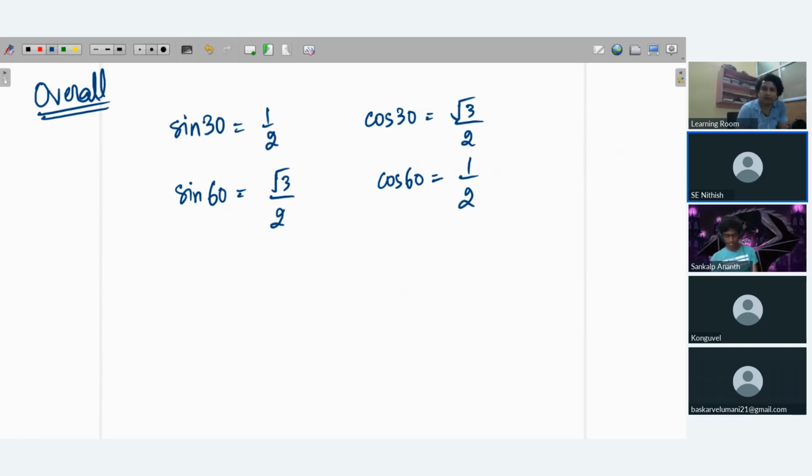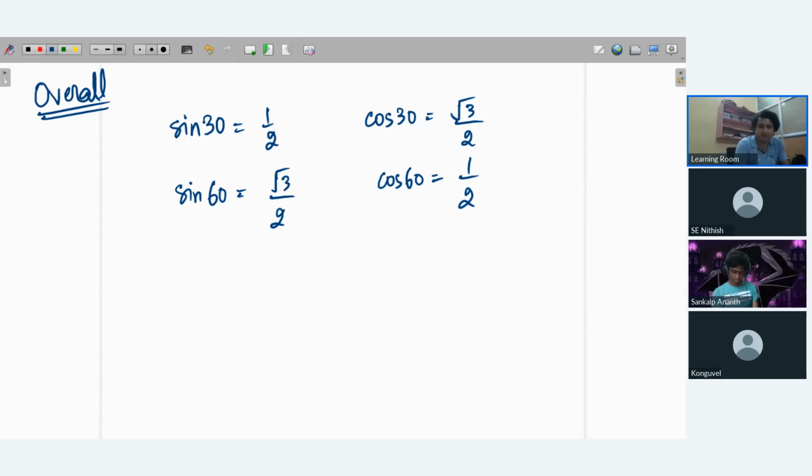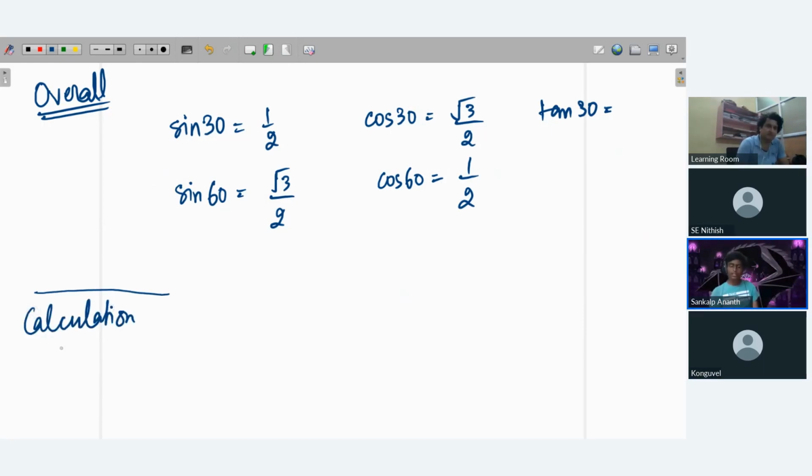Now see the magic. The magic is, can you find what is tan 30? Easy, sir. Tan 30 is sine by cos. 1 by root 3. Exactly, 1 by root 3. So we have already arranged it, so it's easy. Yes, of course. Sine 30, cos 30.